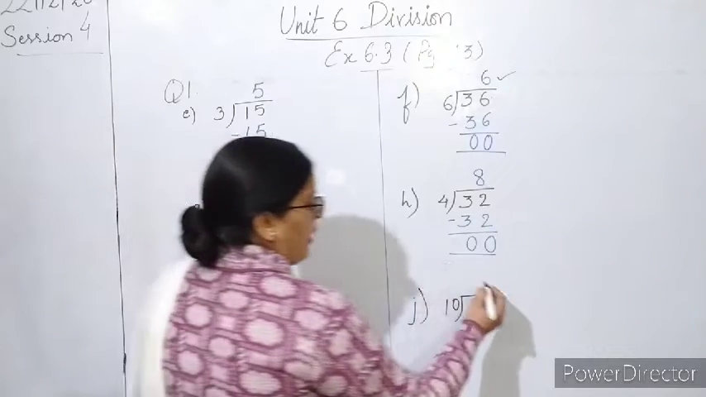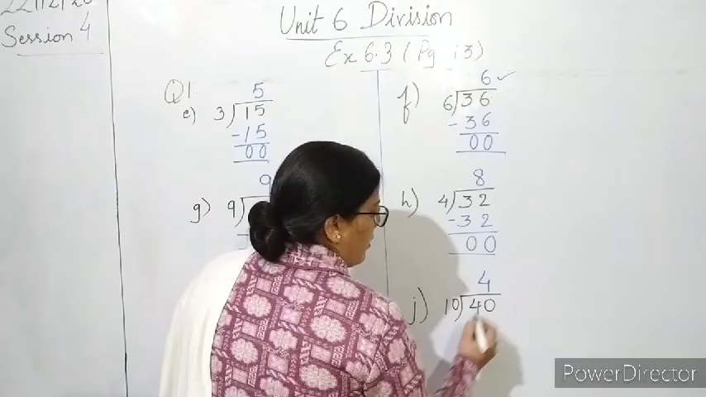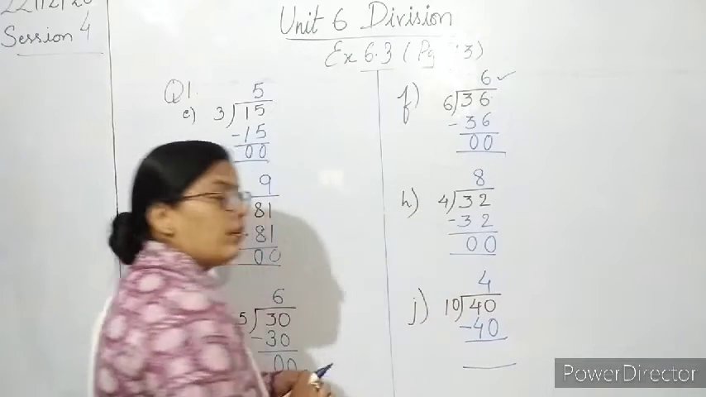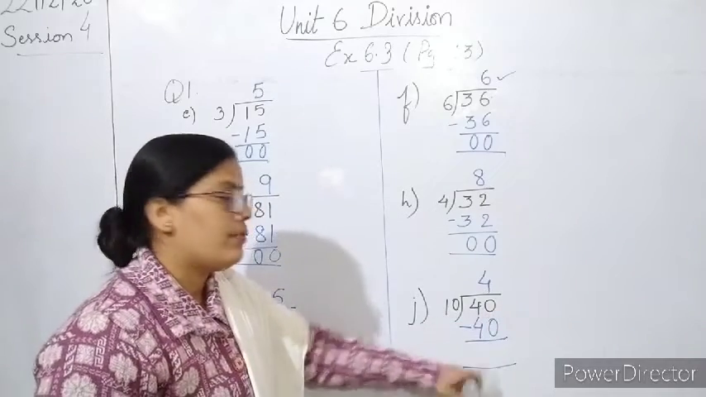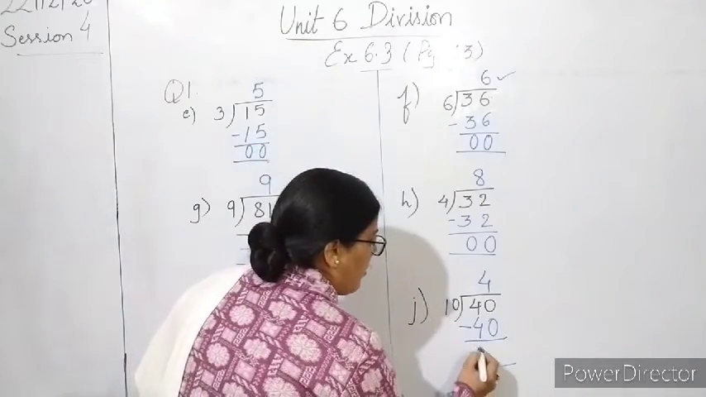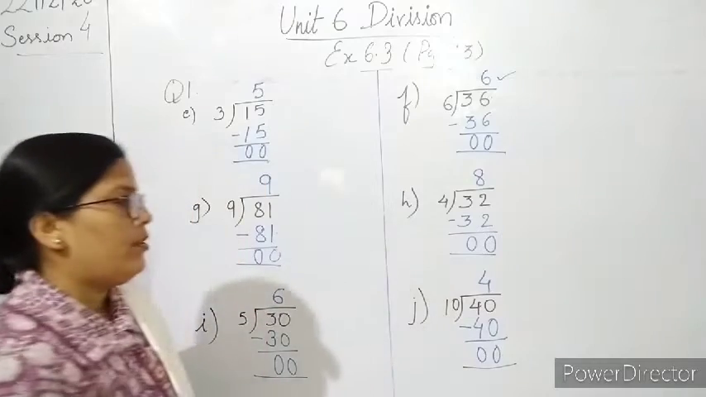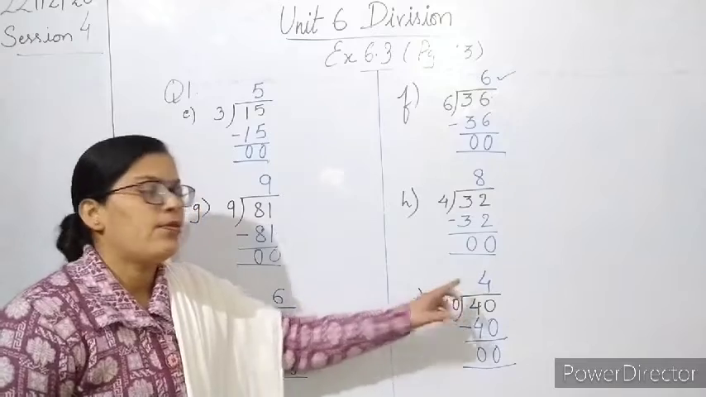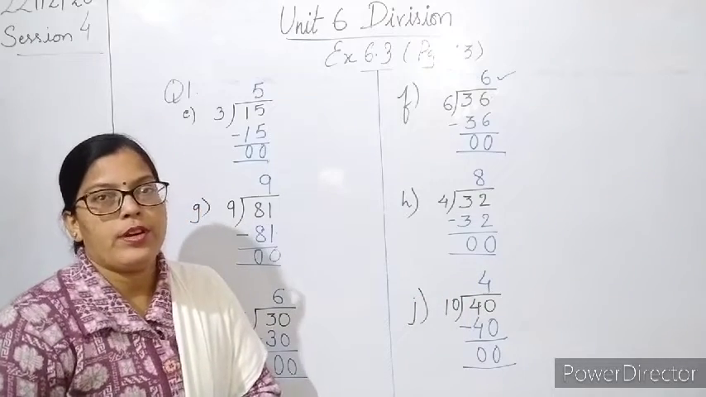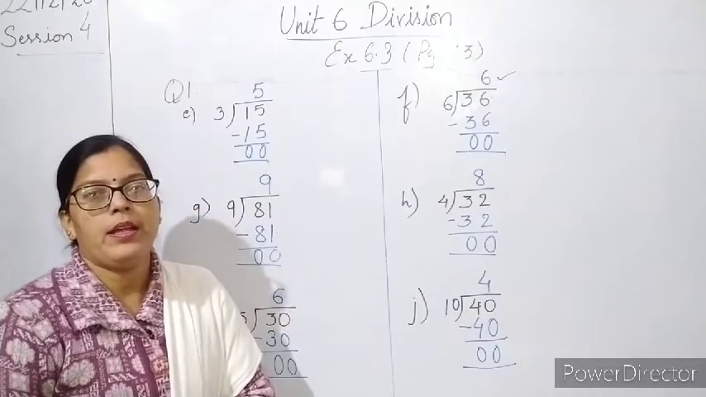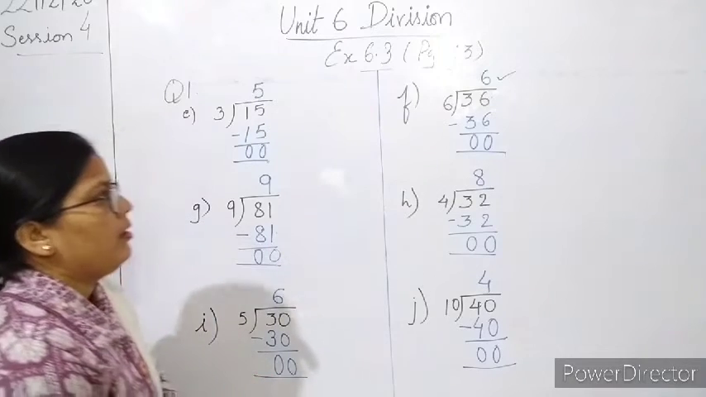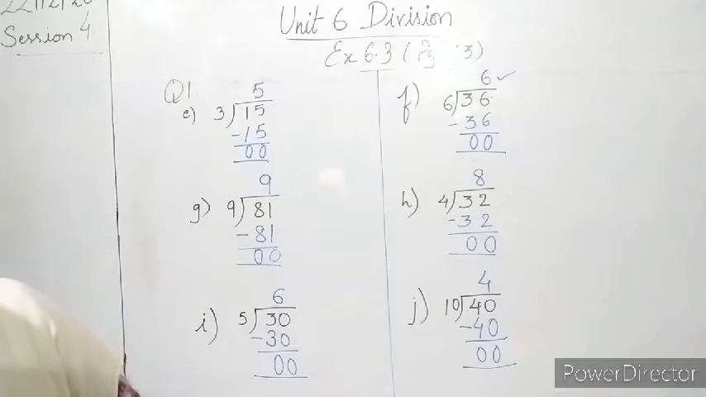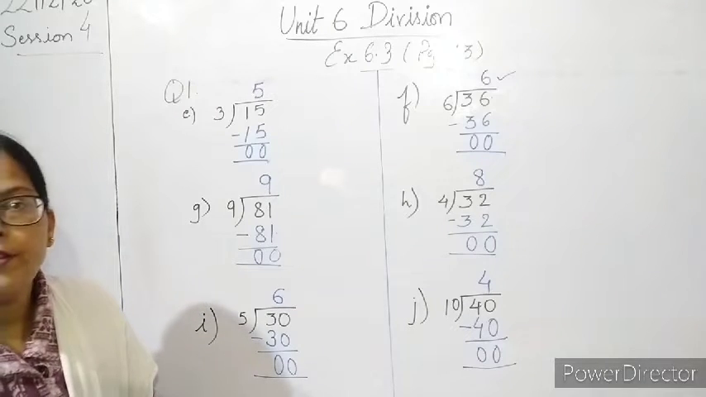Now 10 fours are 40. 40 minus 40 is 0. Again write zeros here. And what is the quotient? Quotient means the answer of division. 4. 10 fours are 40. By 4 times you can divide 40 by 10. So in this way you have to divide the numbers and write the answers in your book. No need to do this check yourself part.